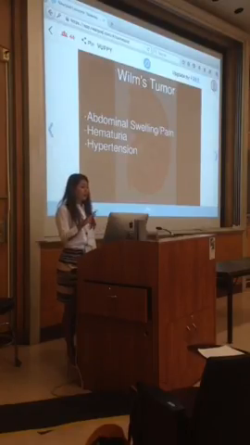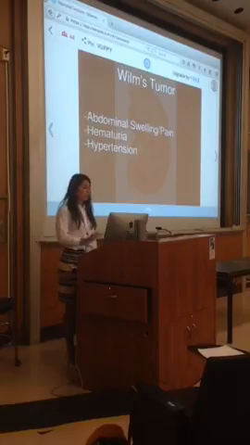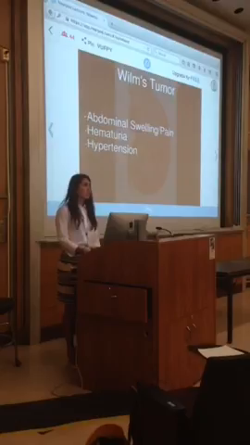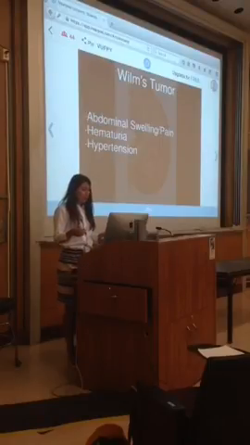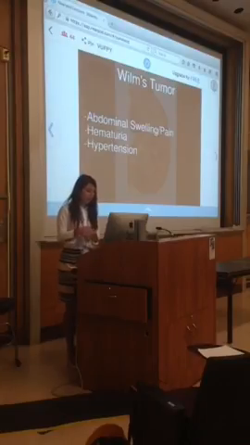The triad of Wilms tumor is abdominal pain, hematuria, and hypertension. Things I want to tell you about though: Wilms tumor median age of presentation is around 2 to 3, and the majority of them are under 5. After 5, there's less than a 10% chance you're getting a Wilms tumor. Abdominal pain occurs in about 30 to 40% of patients, hematuria in 12 to 25%, and hypertension in 25% of patients.